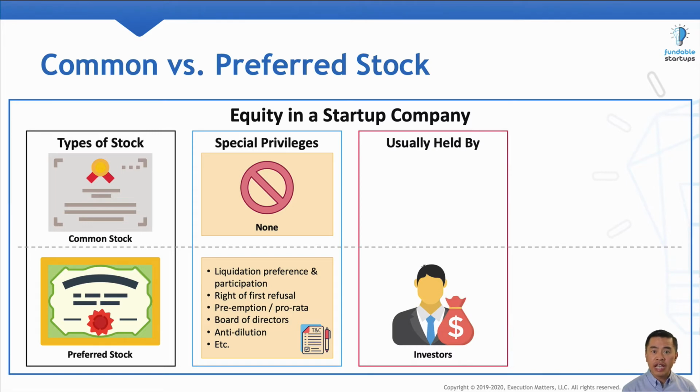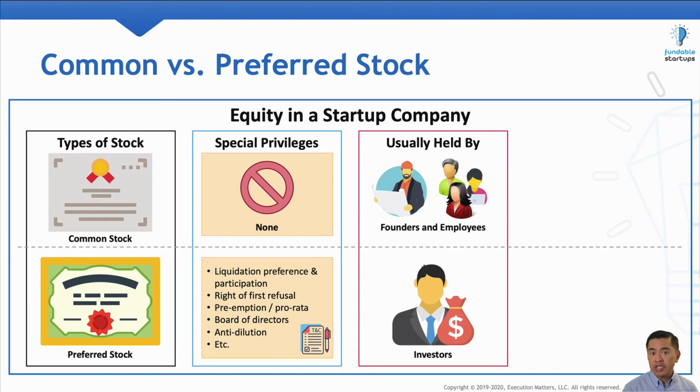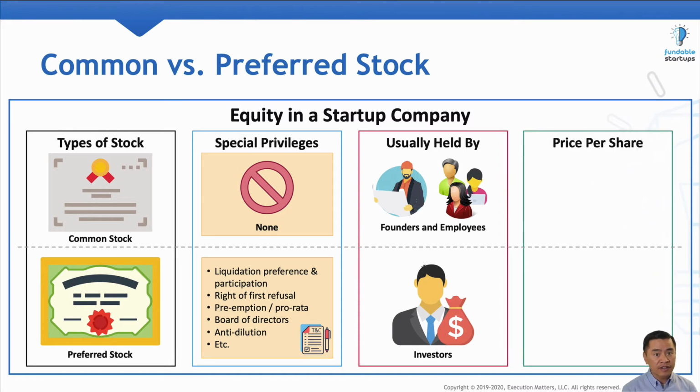It's important to understand that professional investors only purchase preferred stock. There are some limited cases where common stock is sold, but they are beyond the scope of this session. Common stock is usually only held by the founders and employees of the startup. The share price of common and preferred stock has important ramifications on taxation, employee upside, and investor fundraising.